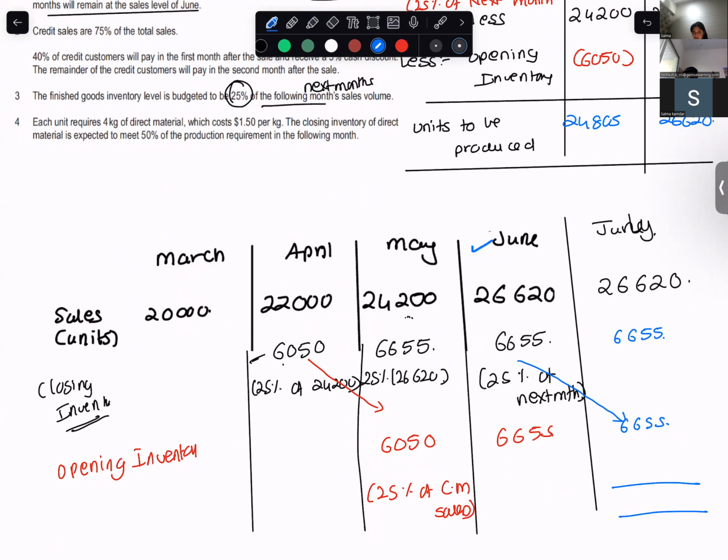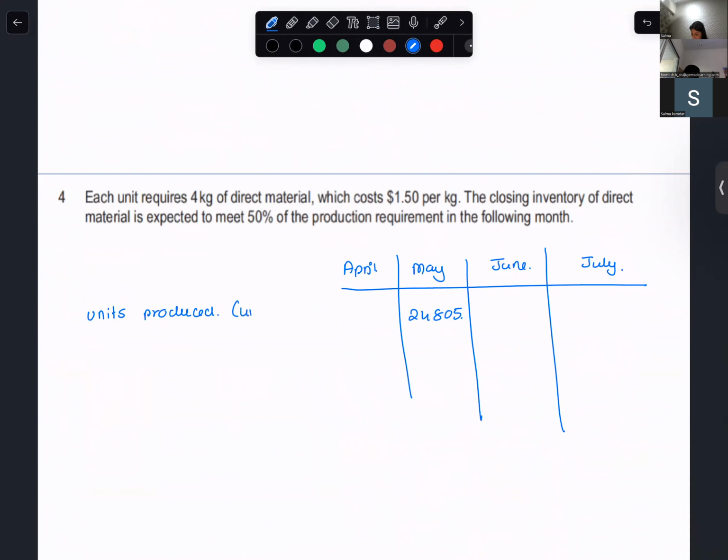You made the production budget, right? You have the production budget for May and June. What is the production for May? 24,805. Production for May is 24,805 units. And for June, it is how much? 26,620. And for July also, it is 26,620, as we had found out. Are you with me?